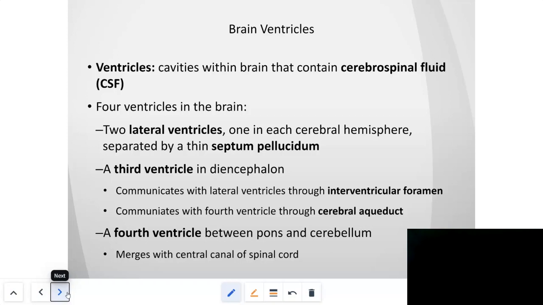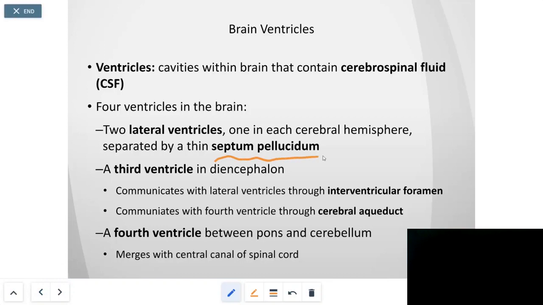The first 2 are what we call the lateral ventricles, 1 and 2. These are housed in each of the hemispheres, the left and right side. There is another partition, a little divider between the left and right side of the brain, that creates these ventricles. That's called the septum pellucidum.